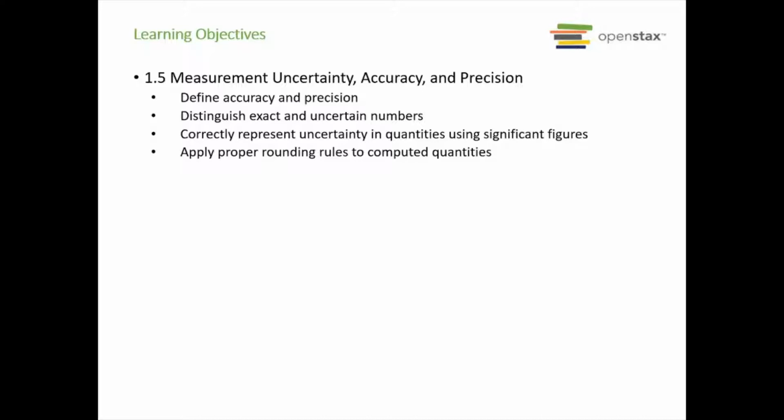Real quick though, your book does not go through scientific notation. It assumes that you have seen it before. So I'm going to go through what scientific notation is before we get into this chapter as a quick review. So scientific notation is a way to write really big or really small numbers a little easier and better. So there are two parts to scientific notation.